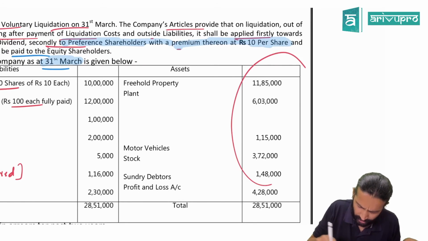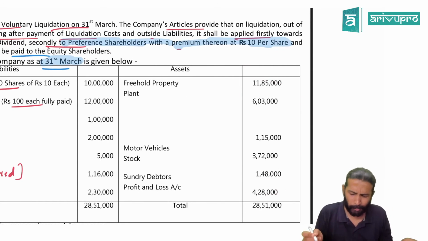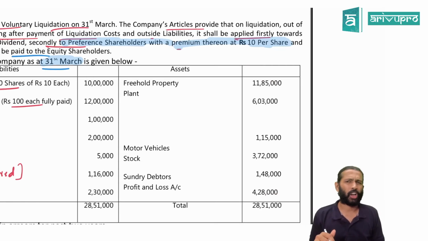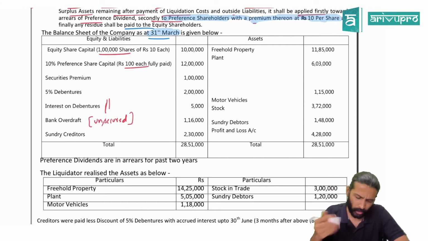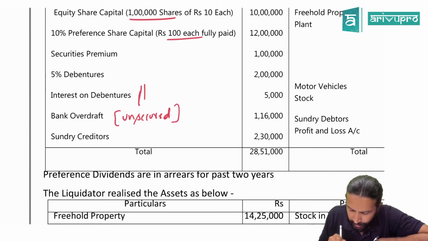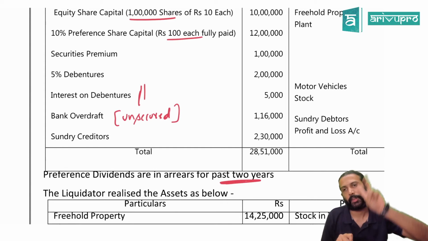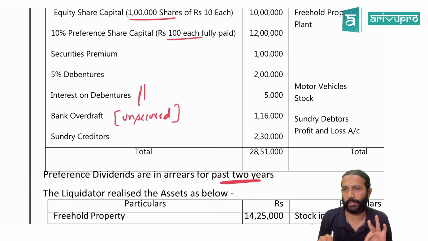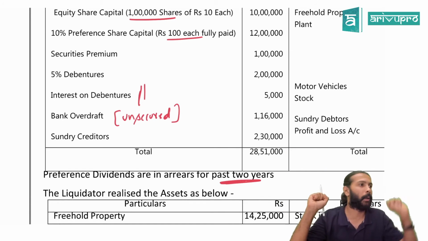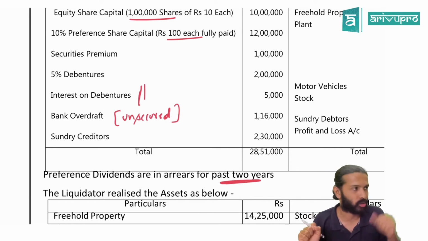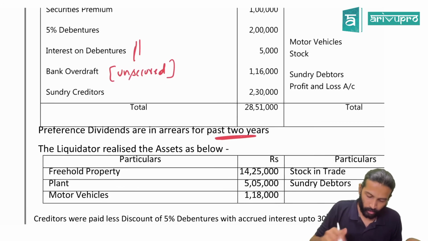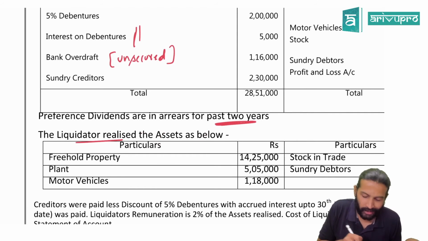Then they have given various assets and P&L has a debit balance. So this is probably a loss-making company. That's the reason maybe they have gone in for voluntary liquidation. Let's see. Next, preference dividend is in arrears for how many years? 2 years you have not paid preference dividend. That means preference shareholders will ask for preference share capital plus 2 years' dividend. That is their entitlement which they'll collect because the company is shutting down. Yes, no? Next, liquidator realizes the assets as follows.